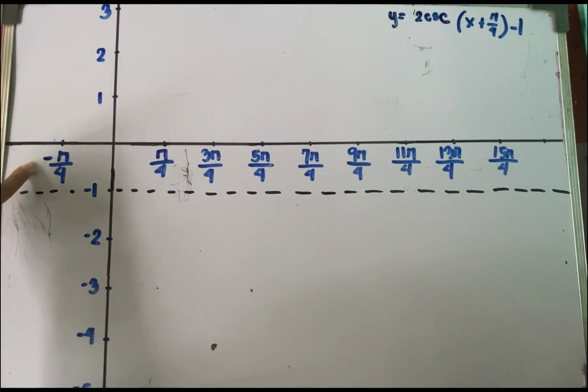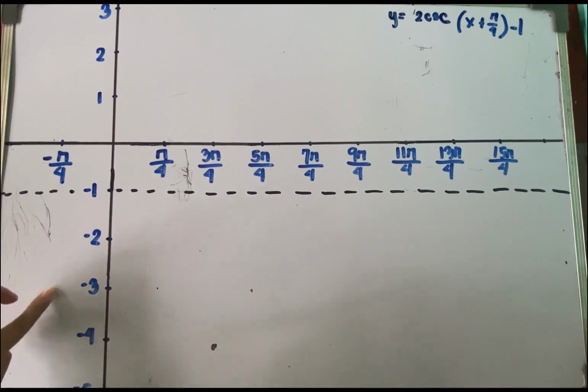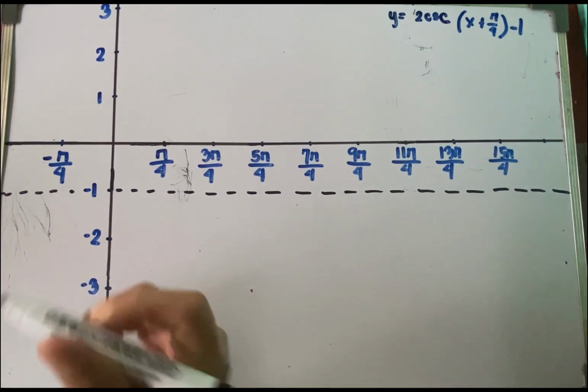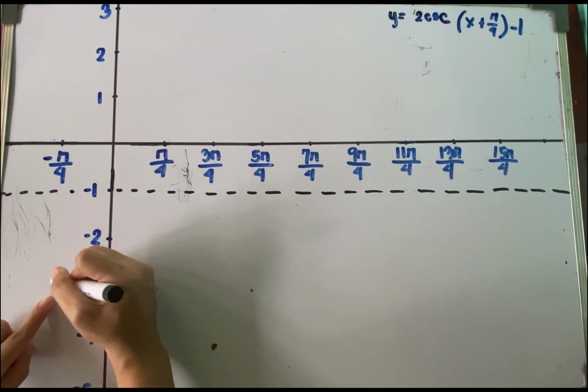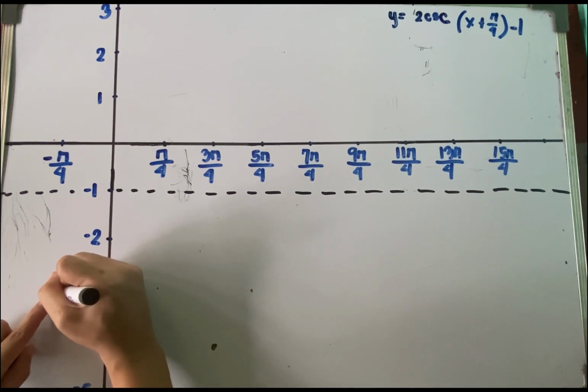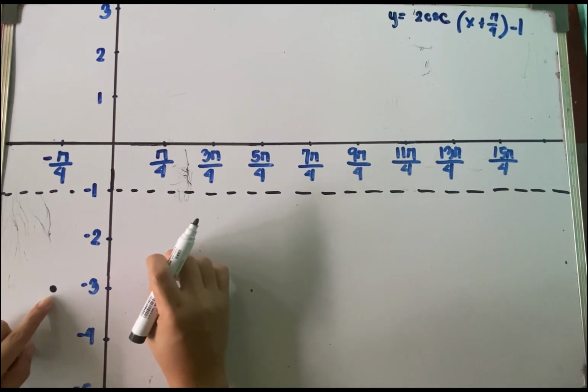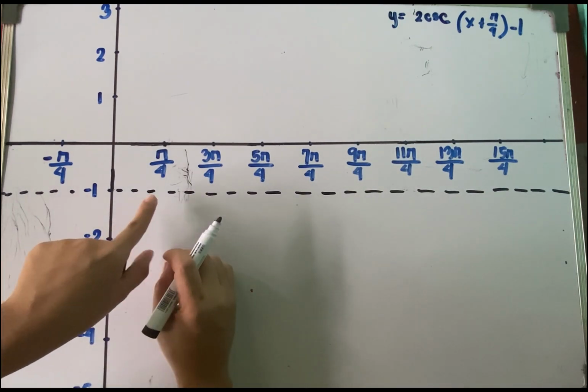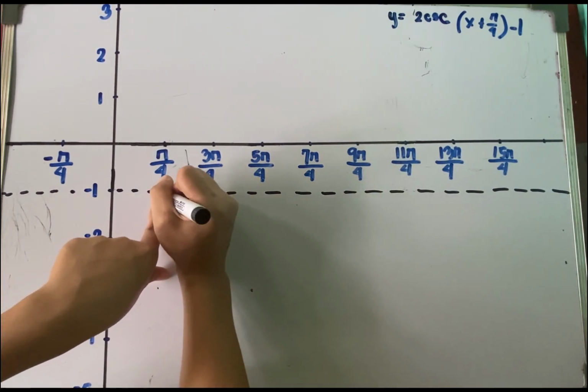And now let's do our plotting. So for our -pi over 4, it is with -3. Our pi over 4 is in -1.